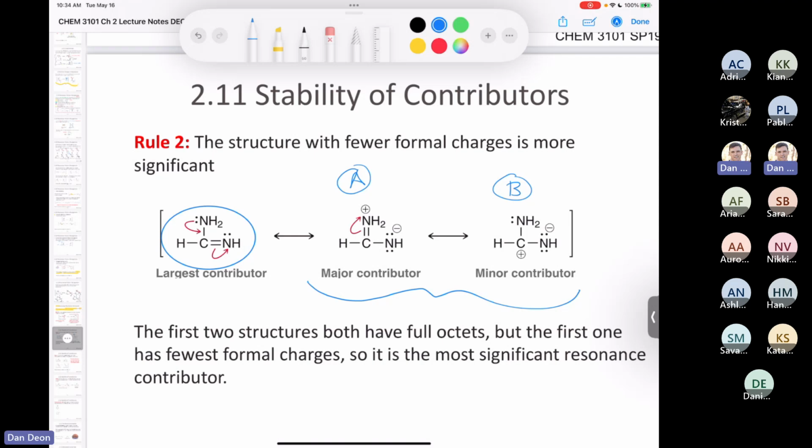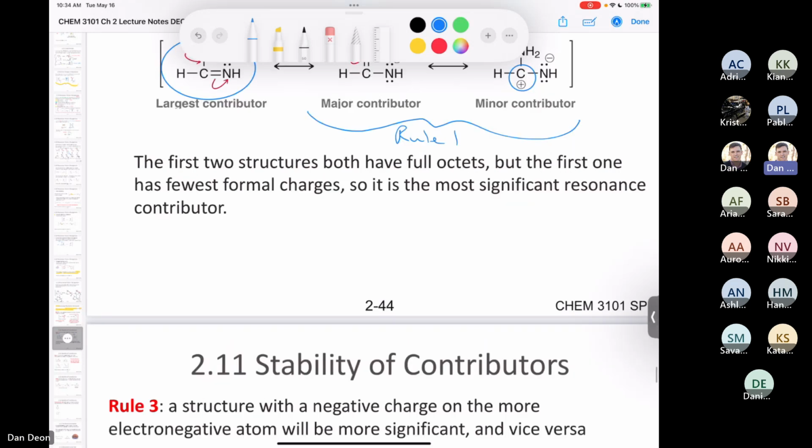It's not the lone pairs on the nitrogen. It's got to do with rule number one. If you look at A, everything has a complete octet, but if you look at B, the carbon does not have a complete octet. And so you would use rule one to differentiate between these two. So in A, everything has a complete octet, but in B, the carbon doesn't have a complete octet. So that would be the rationale there. So that's how you can rank these in order.